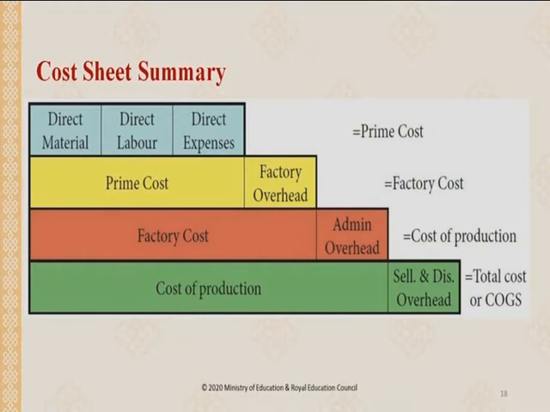Okay, then on factory cost we add office and administrative overhead, and the result we get is cost of production. And on cost of production we add selling and distribution overhead, and the result we get is total cost or cost of sales. We also call it cost of goods sold. So this is the summary of the cost sheet, which is derived from the format of cost sheet which we have looked at earlier. Okay, with this let us switch on to the next point we have.